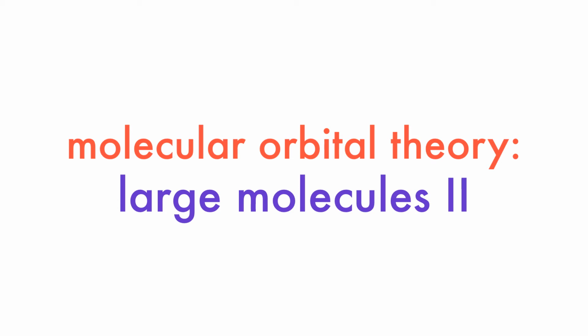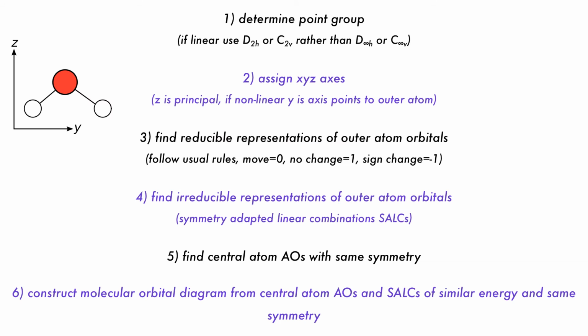Hi, it's Professor Adam. Let's have another look at large molecules, this time using the projection operator method on boron trifluoride. From our previous video, you may remember that we started solving molecular orbital problems using a 6-step process involving determining point groups, assigning axes, finding reducible and irreducible representations of group orbitals, which were then combined with the central atom atomic orbitals of the same symmetry to obtain the full molecular orbital diagram.